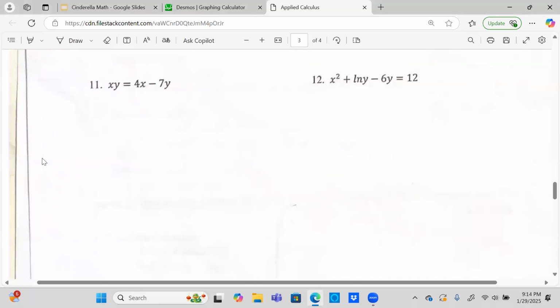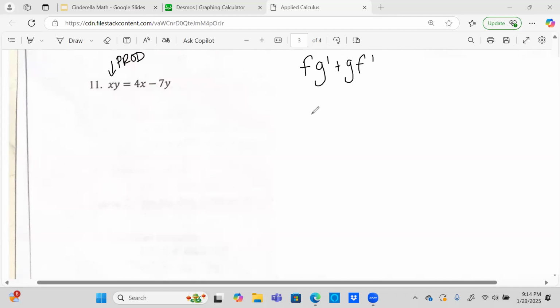Couple more. Again, number 11, we're going to need to do the product rule on that left-hand side because it's x times y. So we're going to come to the side and do some side work. We need the product rule, which is f g prime plus g f prime. F is x, so the derivative of that would just be 1. G is y, so the derivative of that would just be 1 with dy with respect to y. Now we can go back to the problem.